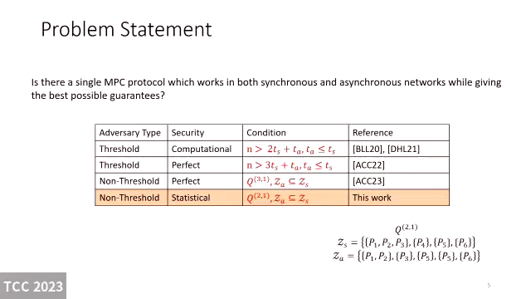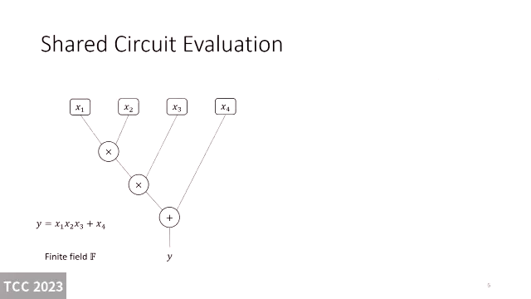And the Q2 condition means that if I take any 2 sets from the synchronous structure and any 1 from the asynchronous structure and take their union, then that won't cover the entire set of parties. So that's the problem statement. And let's look at the solution now.